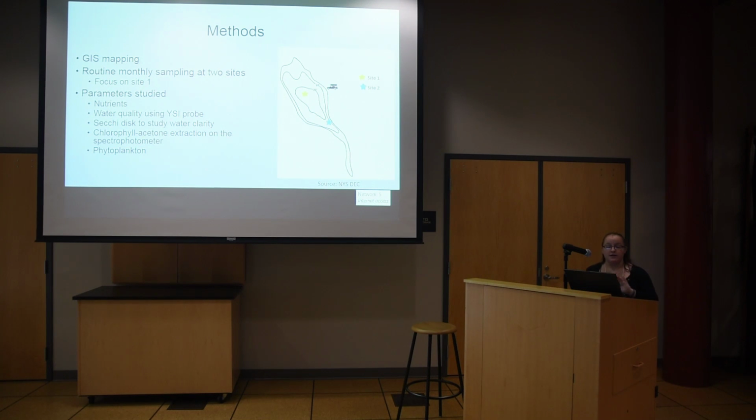At each site and at each depth, we used soap wash bottles and acid wash bottles. The soap wash bottles were used to run for chlorophyll and phytoplankton, and the acid wash bottles were used only to run for nutrients as they're more sensitive. So the parameters we studied were nutrients, including nitrogen and phosphorus. Water quality was tested using the YSI probe, and that includes probes that run for pH, chlorophyll, temperature, depth, and many more. The Secchi disk was used to study water clarity. Those are important, but today I'm going to be mainly focusing on chlorophyll, which was done using acetone extraction on the spectrophotometer, following parameters set by the Environmental Protection Agency, and also phytoplankton counting.